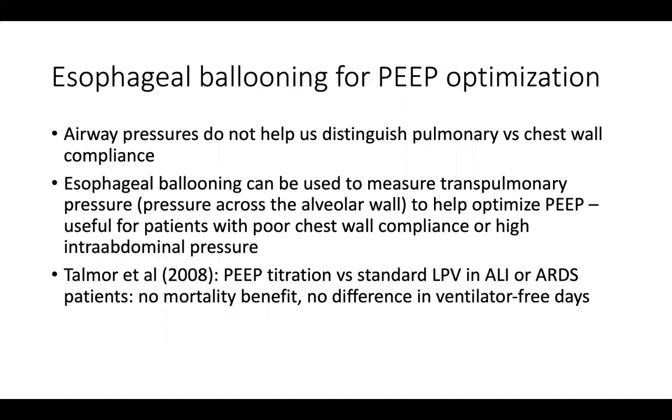I will just briefly mention this because we see it sometimes. We can use esophageal balloons in patients to try to figure out their PEEP. Essentially, we have some patients who have poor chest wall compliance, they're obese, they have a lot of intra-abdominal pressure, and we're trying to figure out, hey, is that pressure that we're seeing on the vent because of their chest wall compliance issues, because their belly is pushing up on their lungs, or is it because of something else? And the esophageal balloon, I'm not going to explain in detail, but it helps us figure out the contributions of compliance from the lungs specifically so that we can better optimize their PEEP.